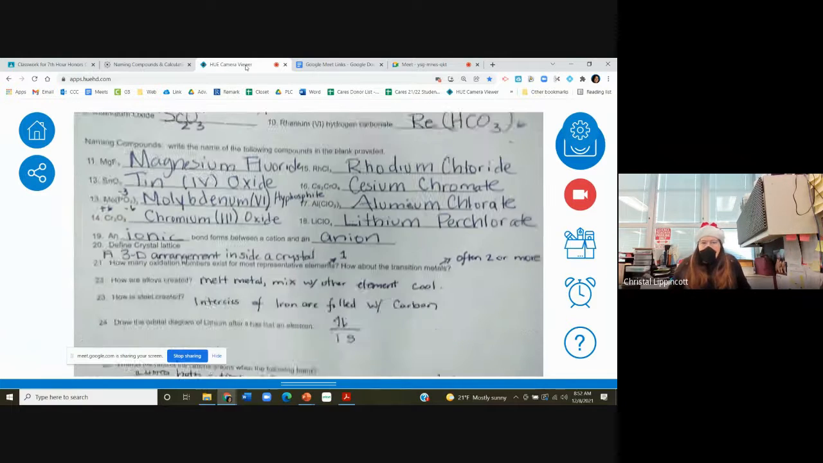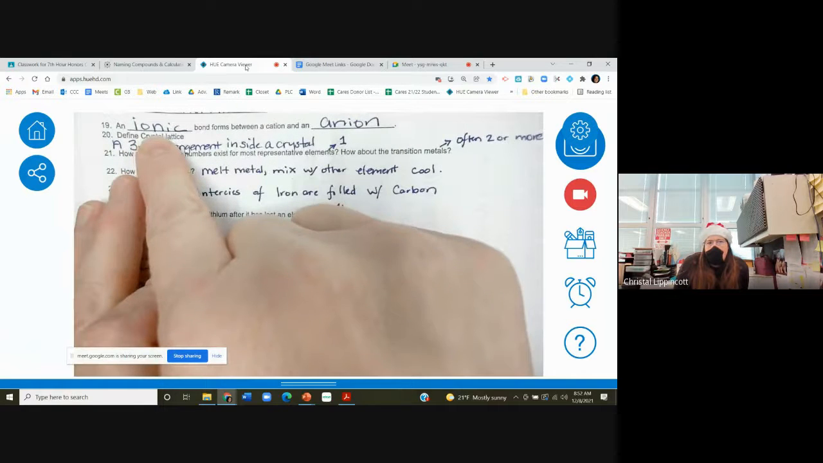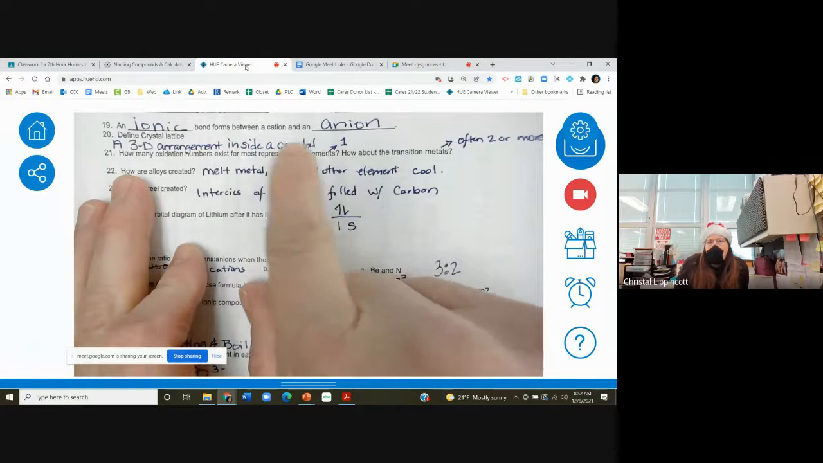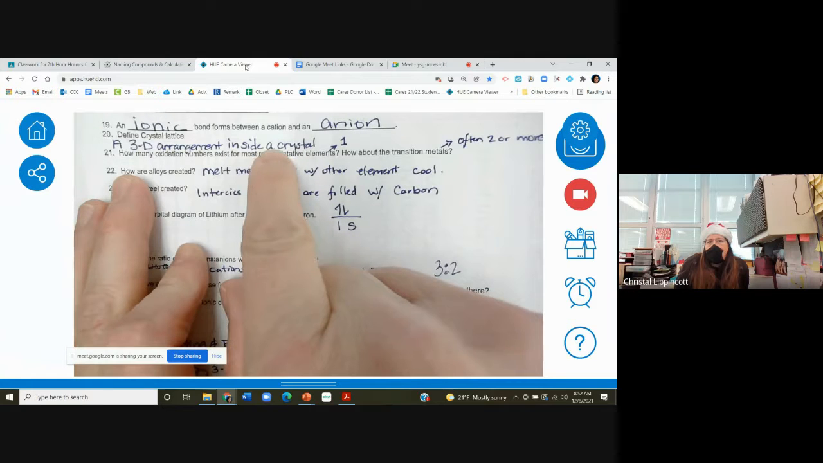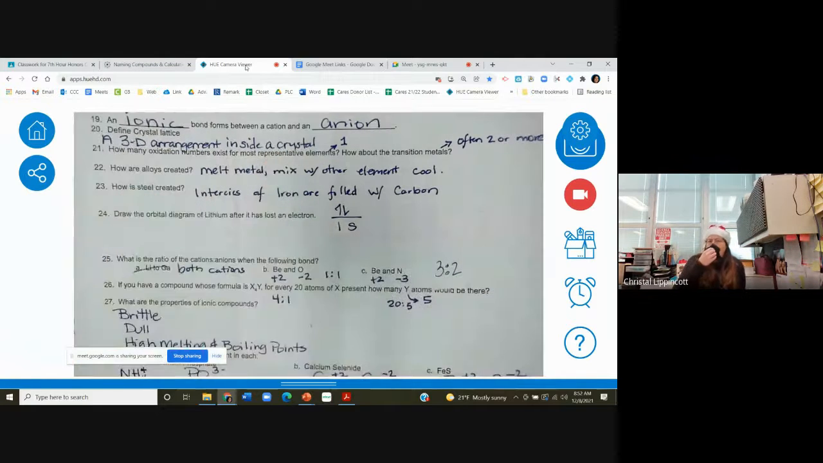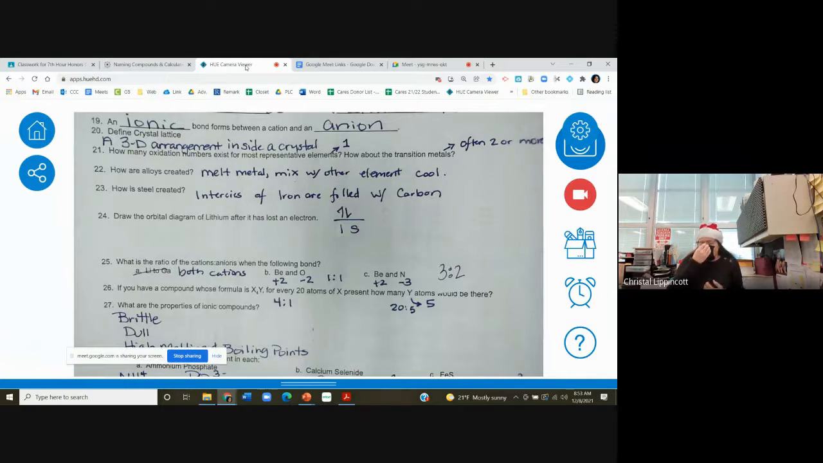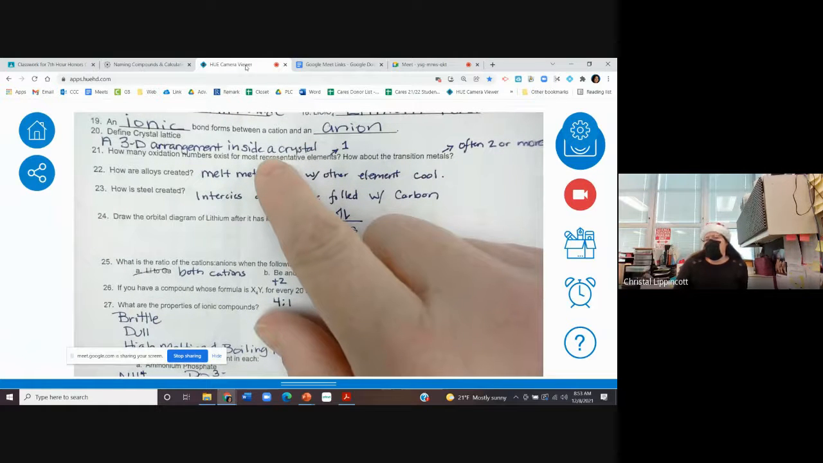All right. Then they asked you some questions. We had ionic bonds, and they are going to form between a cation and an anion. The crystal lattice is a 3D arrangement inside a crystal. It typically will give it more strength. When we're talking in terms of a molecule or a compound, typically that is going to be made up of alternating positive and negative charges, your cations and your anions. And that's going to lead it to have strength.